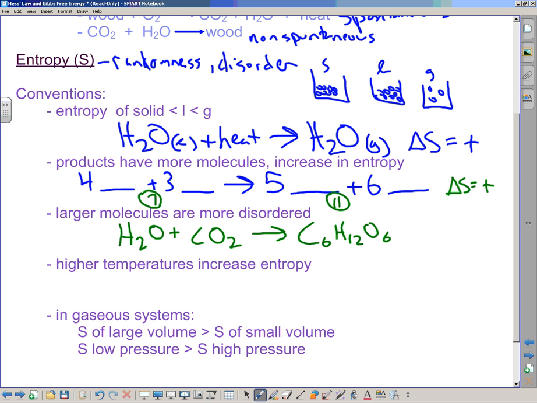The point of this is that these 2 molecules on the reactant side are relatively simple molecules. 2 bonds here, 2 bonds here. Then we get to this molecule over here, and whoa, holy cow, do we have a much more complex molecule. Certainly many more bonds than just 2, yes? So again, when we make a larger molecule here, we have now increased the delta S.